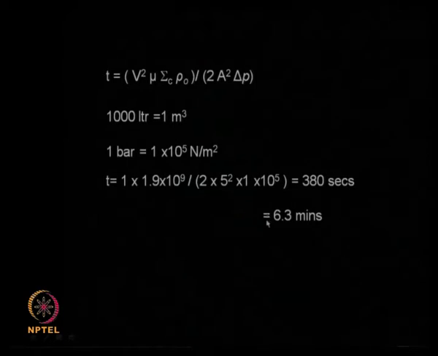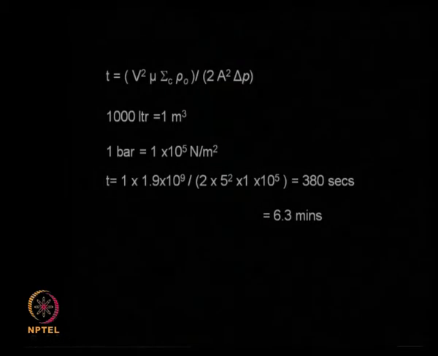So please keep note of this and make appropriate conversions, otherwise you will end up with the wrong answer. Do not forget that, make appropriate conversions. Okay, so in this particular problem we have a mixture of 2 solids which needs to be separated, and each solid has a different resistance offering, and the time is found to be 6.3 minutes.